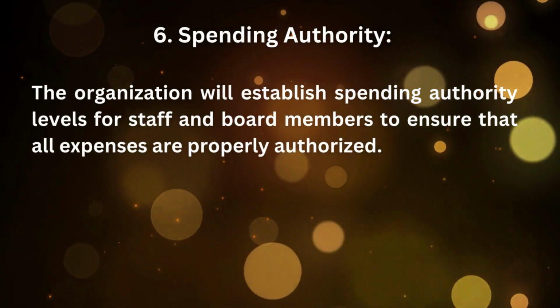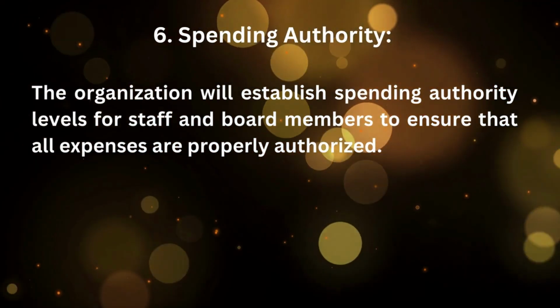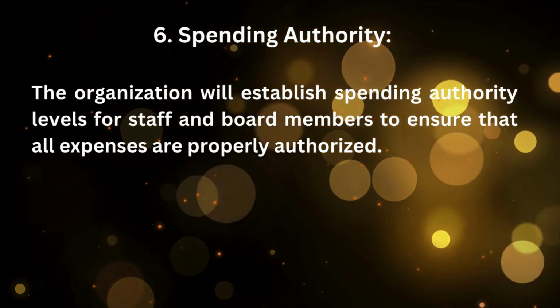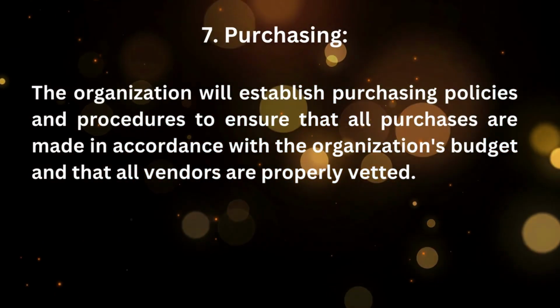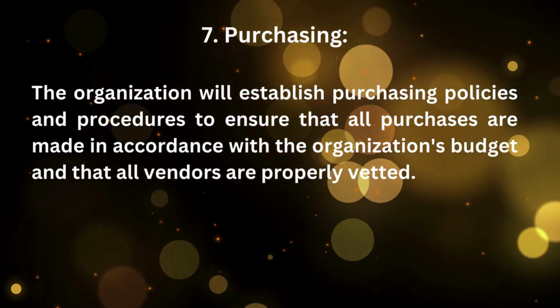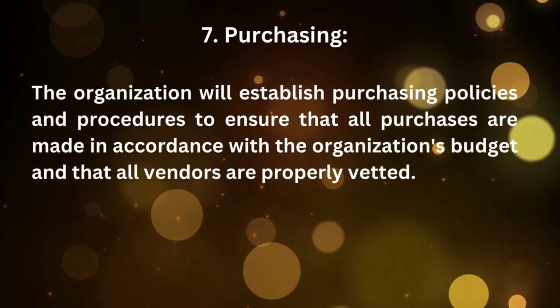6. Spending authority. The organization will establish spending authority levels for staff and board members to ensure that all expenses are properly authorized. 7. Purchasing. The organization will establish purchasing policies and procedures to ensure that all purchases are made in accordance with the organization's budget and that all vendors are properly vetted.